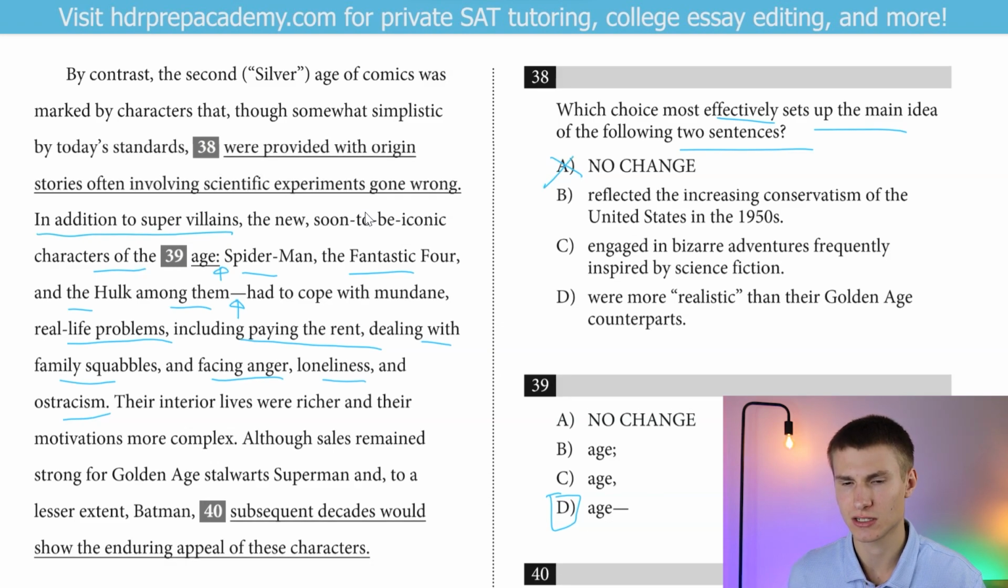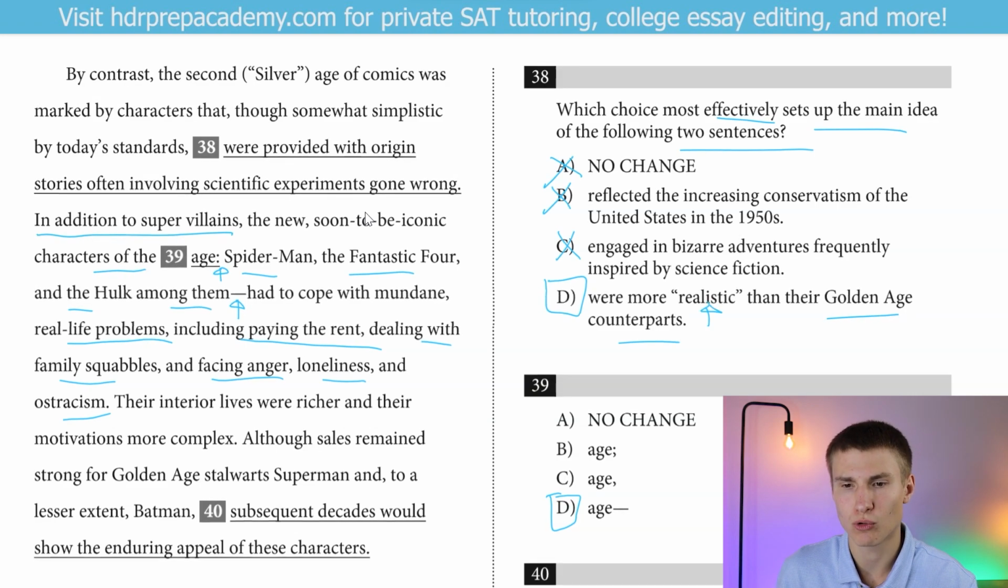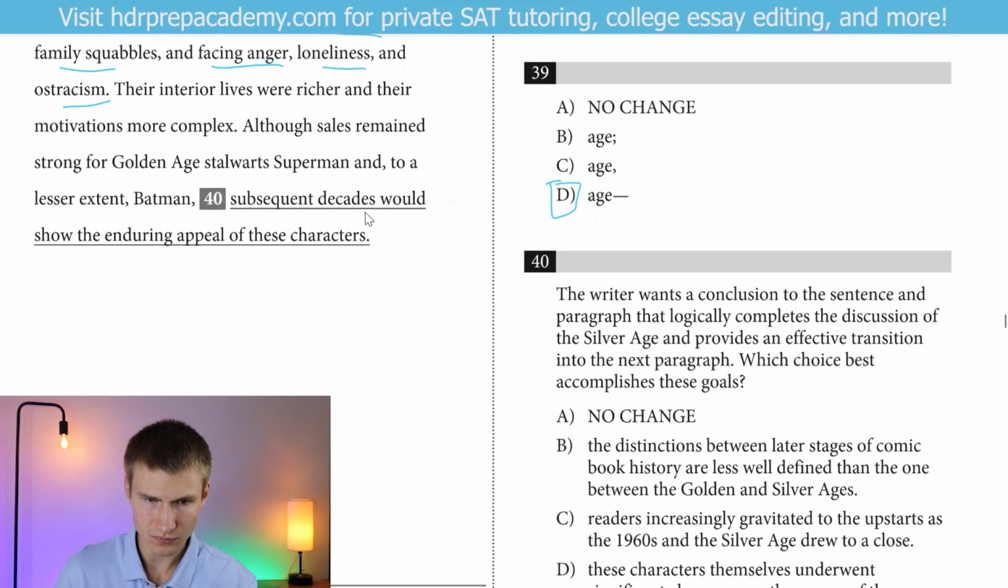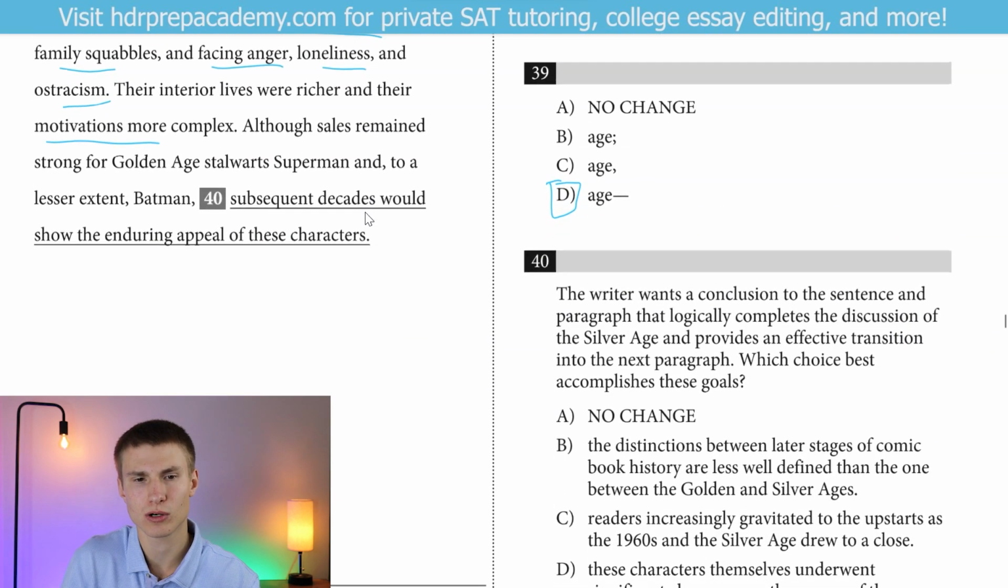B, reflected increasing conservatism in the U.S. in the 1950s. No, we want to show that they're more similar to humans. And then C, engaged in bizarre adventures frequently inspired by science fiction. No. And then D, were more realistic than their Golden Age counterparts, right? More realistic or more relatable on a human aspect, right? More similar to humans. Okay, so then we've got answer choice D for 38. We've answered 39. We're moving on to 40 now. All right, their interior lives are richer and more, and their motivations more complex.